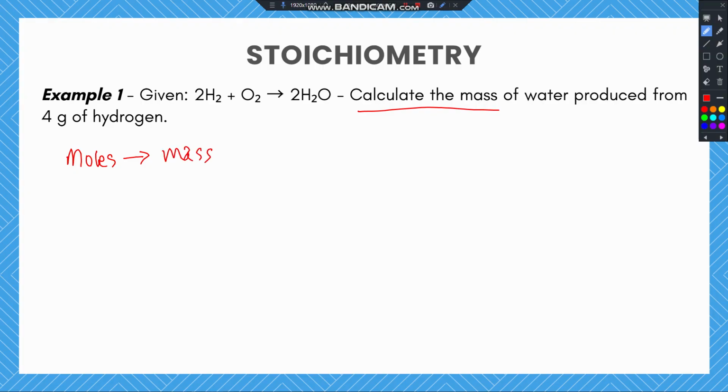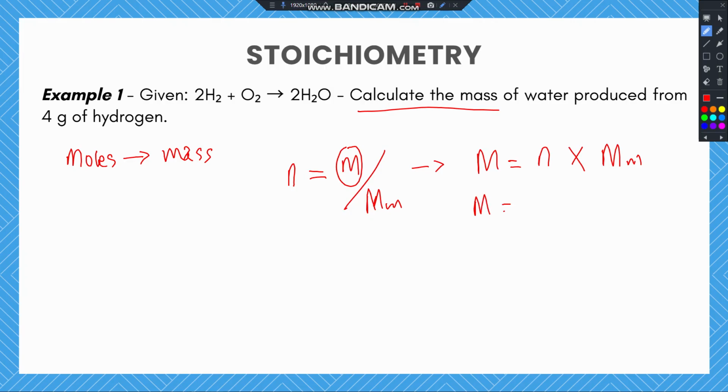And how do I do that? I simply use my mole formula. Remember, number of moles N is equal to the mass divided by the molar mass of a substance. This time I'm looking for the mass. So therefore the mass becomes number of moles times the molar mass. So let's get our answer.